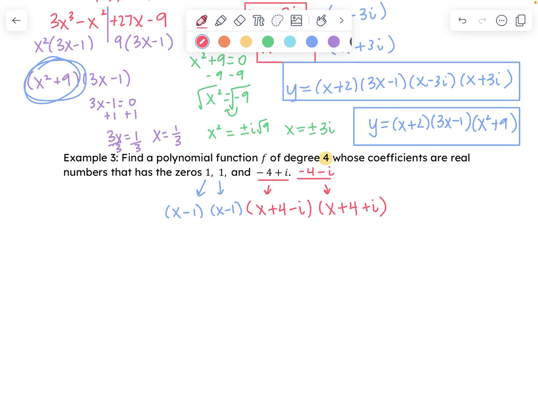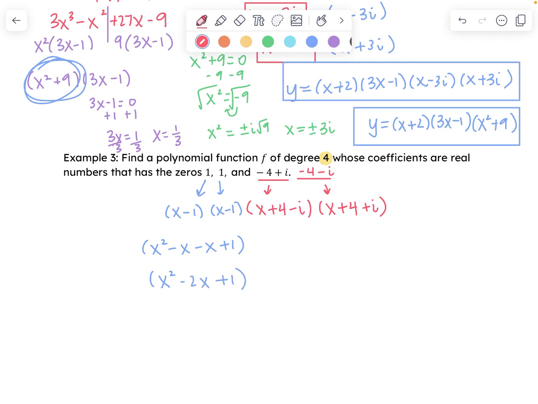And then to write my answer, I've got to multiply all of this out, multiply it all together. So the blue over here is nice and easy. It's just foiling, double distributing. So first times first is x squared, outside times outside, negative x, inside times inside, negative x, and then plus 1. So that's going to give me x squared minus 2x plus 1.